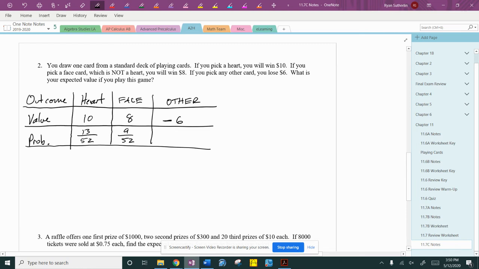So here I have 13 plus 9 is 22. That means I have 30 cards possible where I would lose. And so now my expected value here is 10 times 13 over 52 plus 8 times 9 over 52 minus, because it's negative, 6 times 30 over 52.